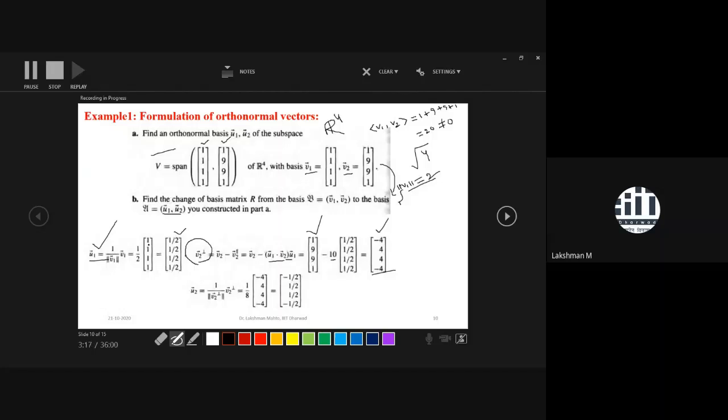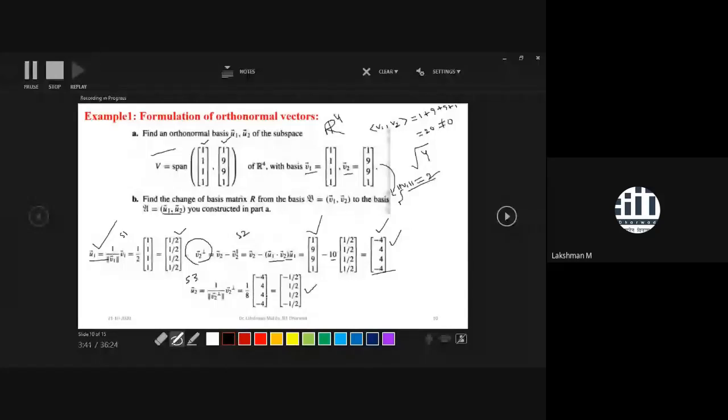So next concept, that means you can say that this is step 1, and this one is step 2. In step 3, what do you do? Perform normalization. Normalize V2 perp, that means divide V2 perp by its norm. So what is the norm of this V2 perp? The V2 perp norm is 1 by 8. If you divide by 1 by 8, you get this vector.